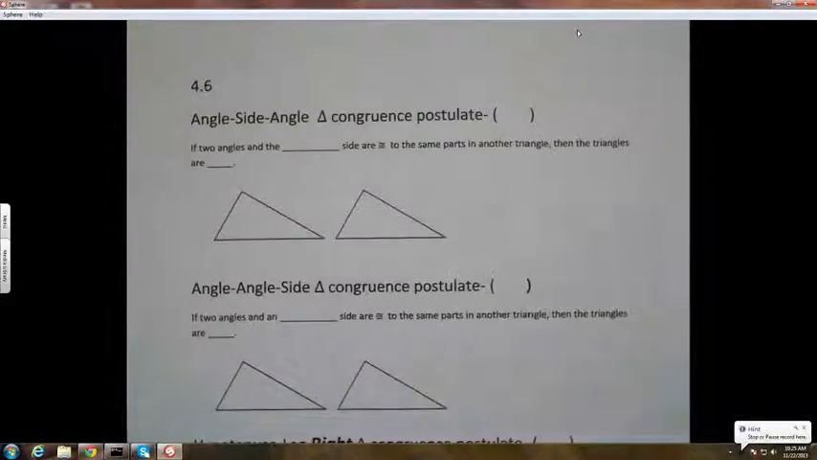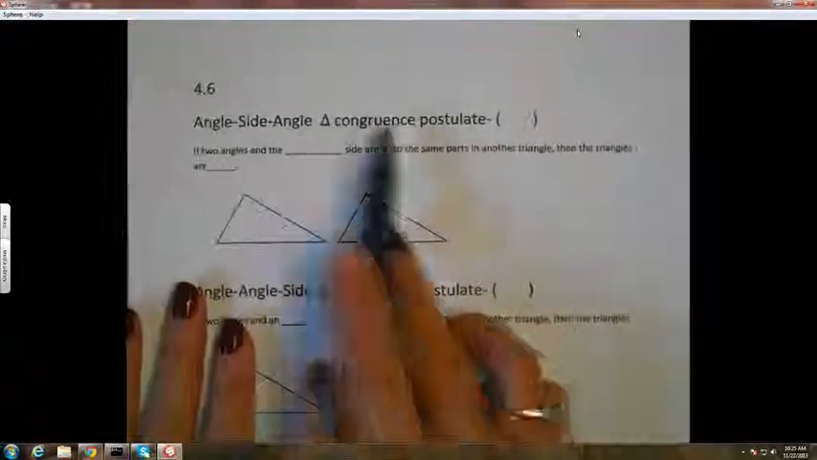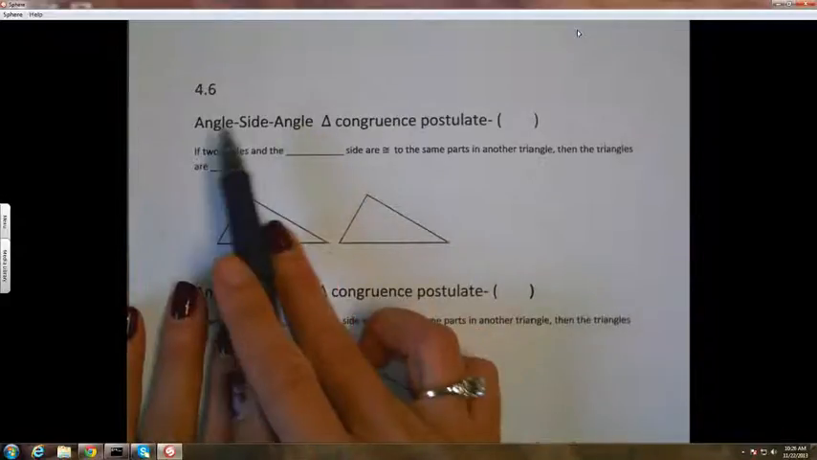Okay, here's our next three postulates to prove triangles congruent. You still have to get three congruent parts, but it's on what parts they are. The next postulate that says you'll make congruent triangles is called the angle-side-angle postulate. How are we going to abbreviate that? ASA.